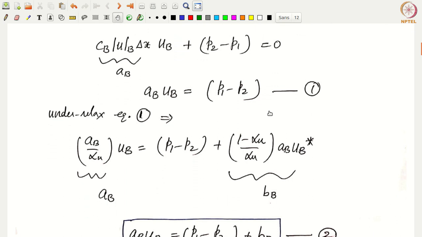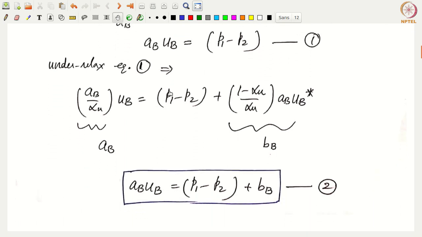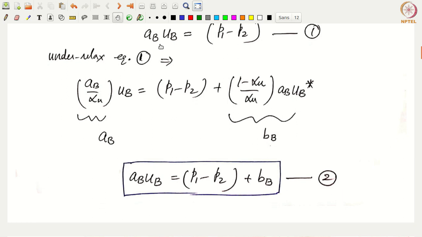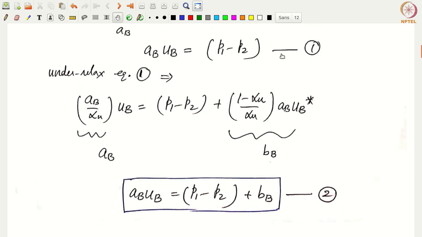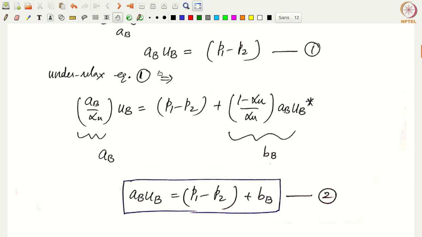Now we have to, of course, underrelax this equation. If you underrelax this equation, basically you divide by alpha here and add the respective quantity on the right hand side. That would be A_B by alpha_u U_B equals P1 minus P2 plus (1 minus alpha_u) by alpha_u times A_B U_B star. So if you redefine your new A_B as A_B by alpha_u, then that is my new A_B.